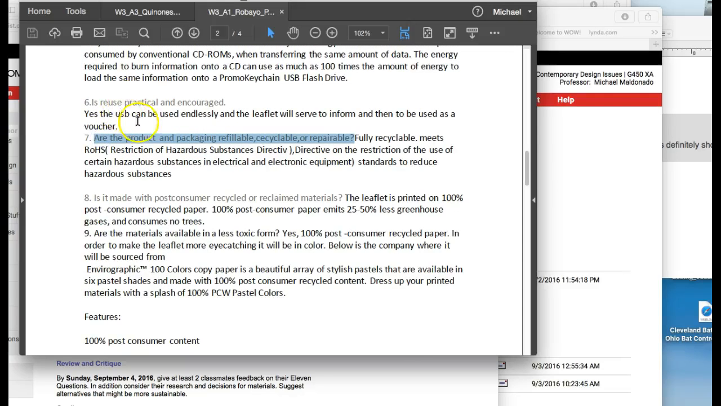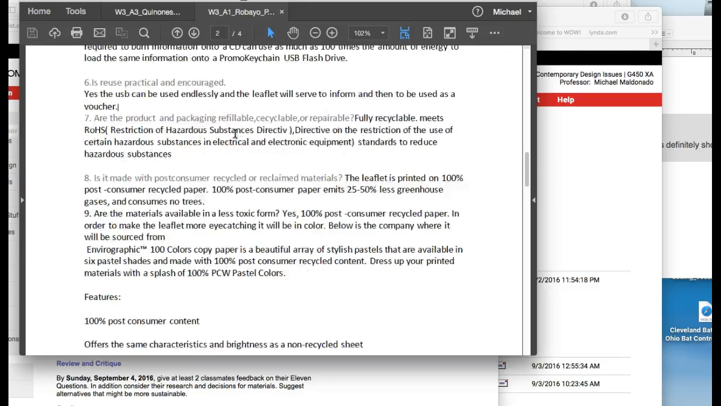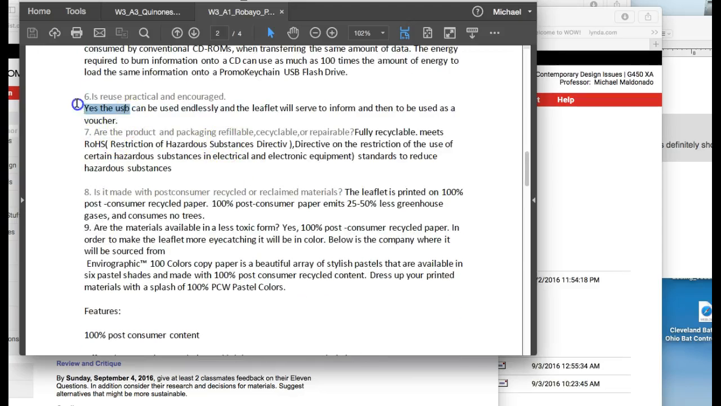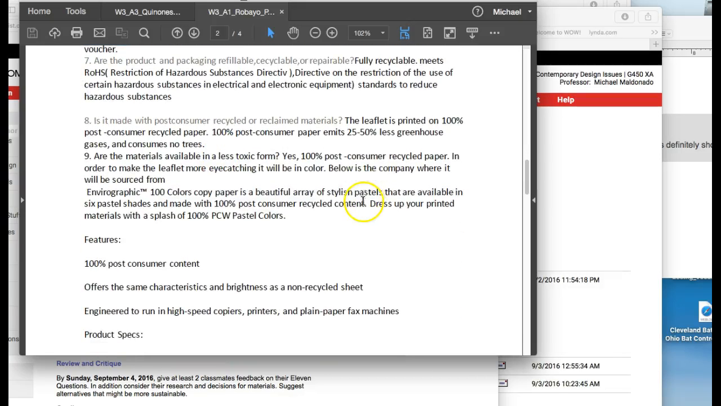Yeah, and this is a good opportunity for you to say, is it reusable? The trade show flyer is reusable because, yes, if they turn it in for a voucher for parking, then you're assured that it's getting turned in and it can be disposed of properly or reused. So a little missed opportunity there.